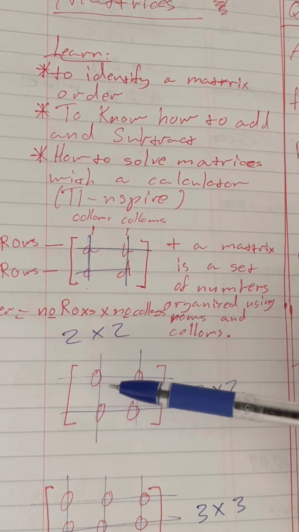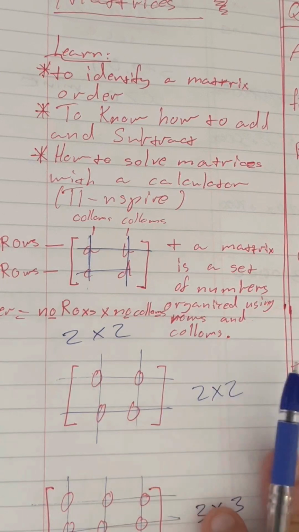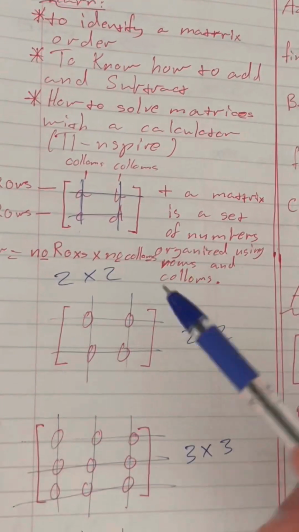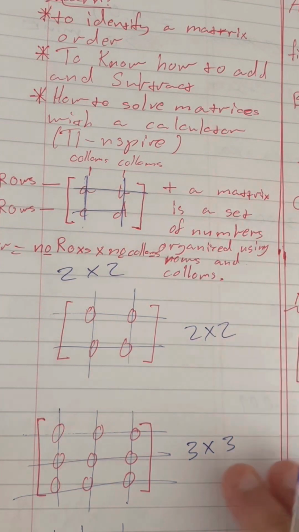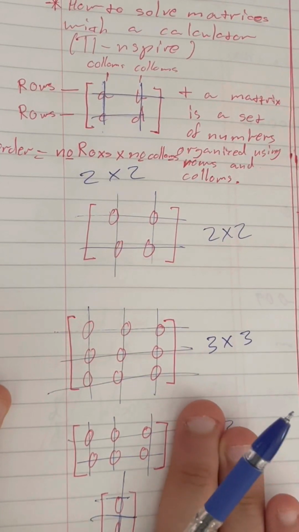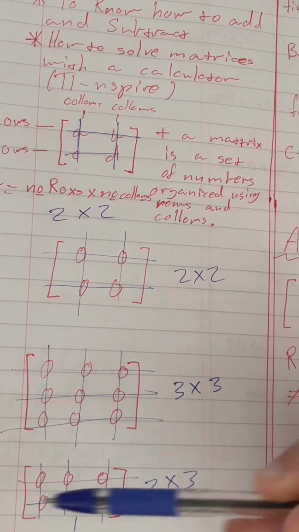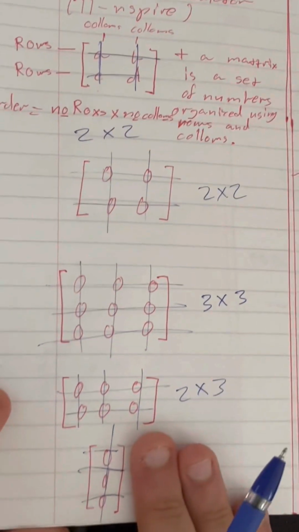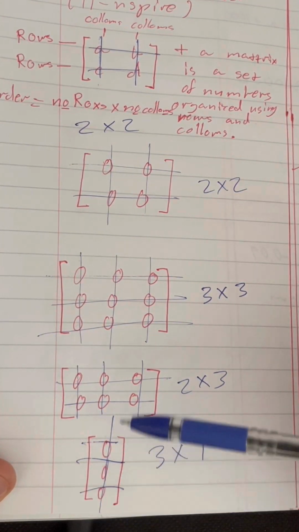Here we have the same thing, 2 rows and 2 columns, so it's a 2 by 2. You can give this one a shot if you want. This has 3 columns and 3 rows, so it's a 3 by 3 matrix. Give this a shot too. This has 2 rows and 3 columns, so it's a 2 by 3 matrix. Try this one too. This has 3 rows and 1 column, so it's a 3 by 1 matrix.